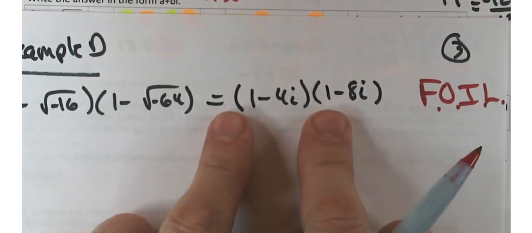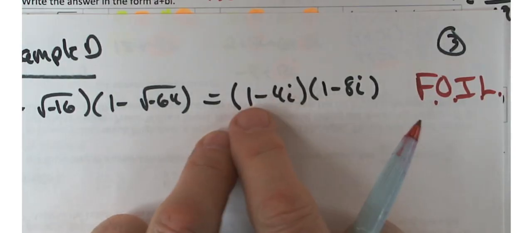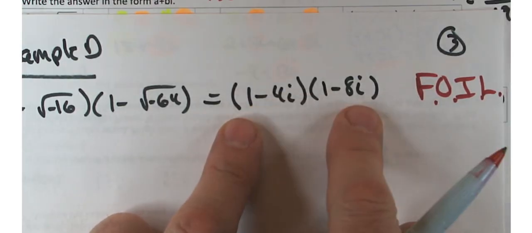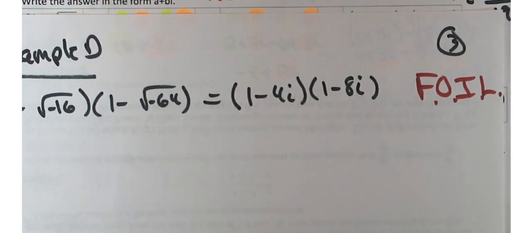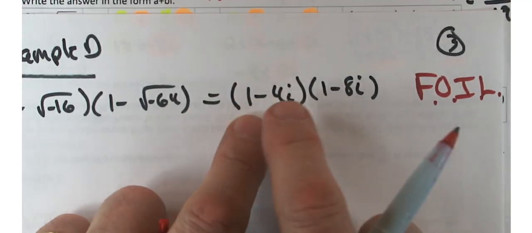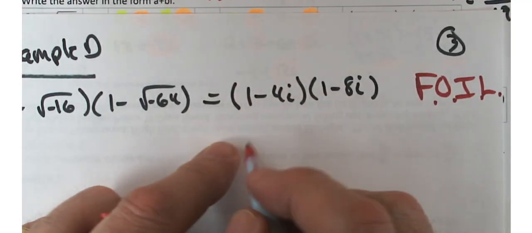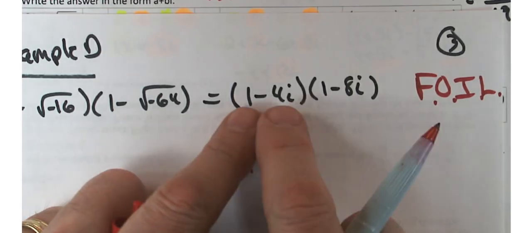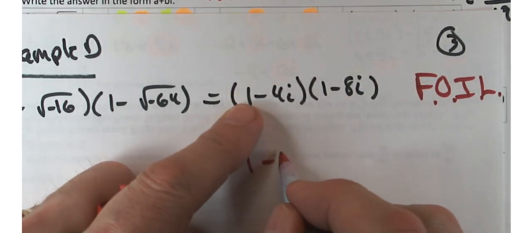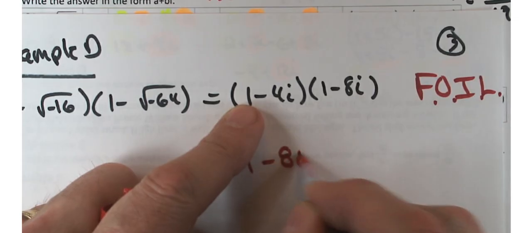But whatever you think of, you're going to have to distribute the 1 to both terms and then distribute the minus 4i to both terms. Anya, maybe you can help me out. Let's do the first terms. This times this gives me 1. And then this times this, negative 8i. Let's do the inside terms next.